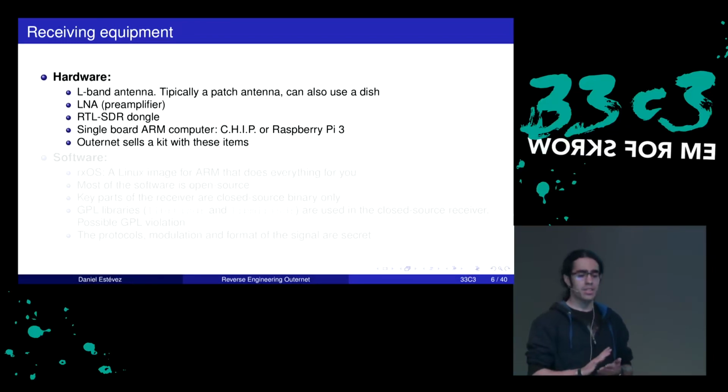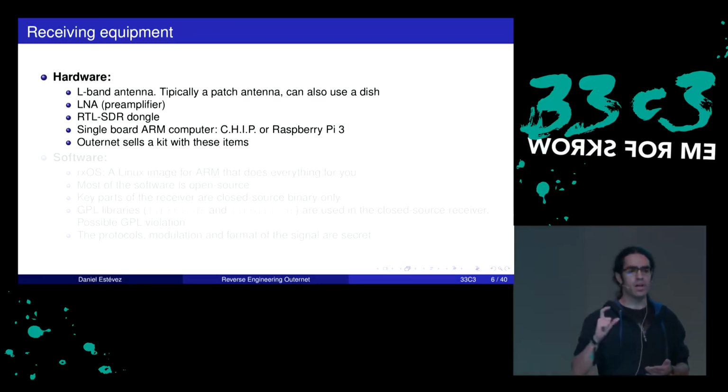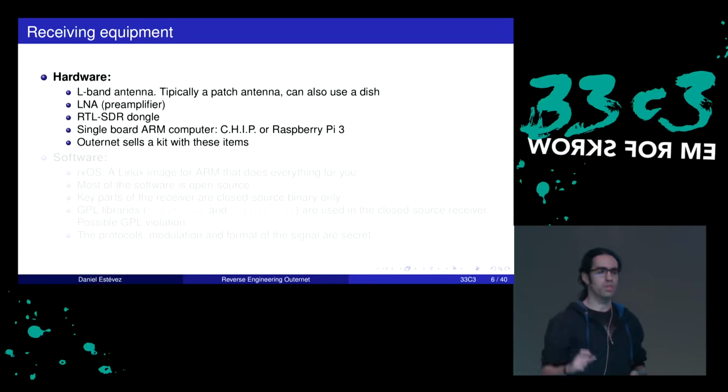You need an LNA, that's a preamplifier. So unless your radio receiver is just next to your antenna, you need some sort of amplification into the signal, and usually you do it with a small piece of hardware, which is called LNA, and just fits between the antenna and the receiver. For the receiver, you can use any SDR receiver you want, but the software from Outernet only supports these really popular RTL SDR dongles. I think many of you in the audience have known about these RTL SDR dongles. They're really popular and cheap.